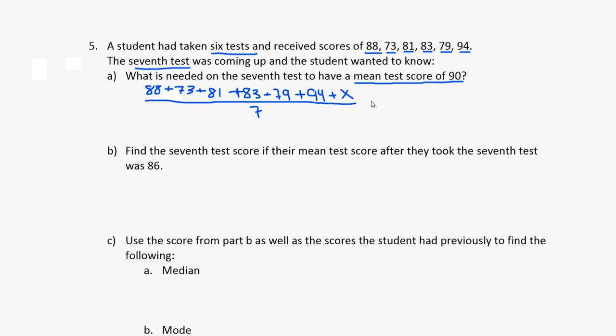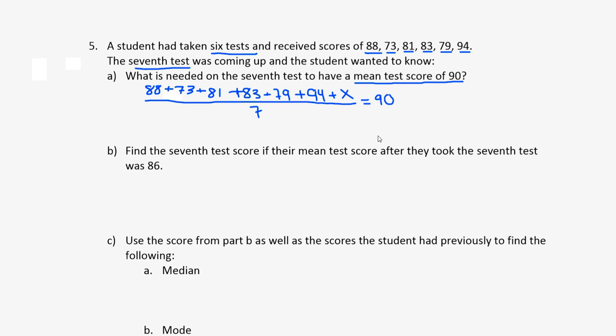So this is the mean, and it says the mean is 90, so it equals 90. This is finding the mean. Now you solve this equation, and you can find x, what you would need on the 7th test score to actually have the mean of 90.